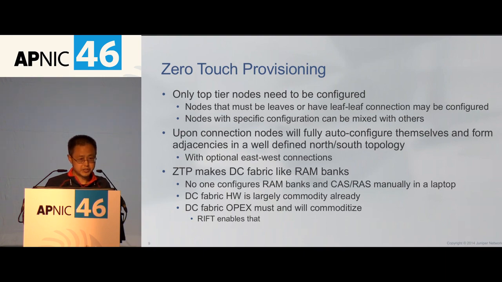Now, with zero-touch provisioning, data center fabrics look like RAM memory banks. Today, nobody configures RAM banks in your laptops. You just plug them in and they work. This RIFT protocol with zero-touch provisioning will make the DC fabric just like memory banks. When we talk about DC fabric, today the hardware is largely commodity already, and the OPEX must and will also commoditize, and RIFT will enable that because of zero-touch provisioning.